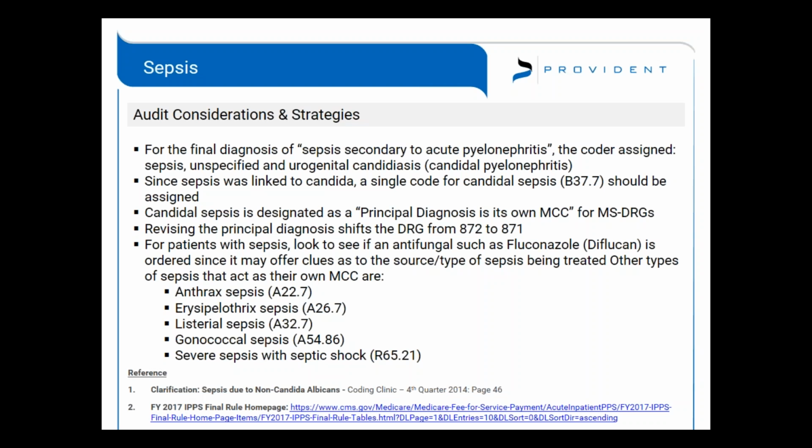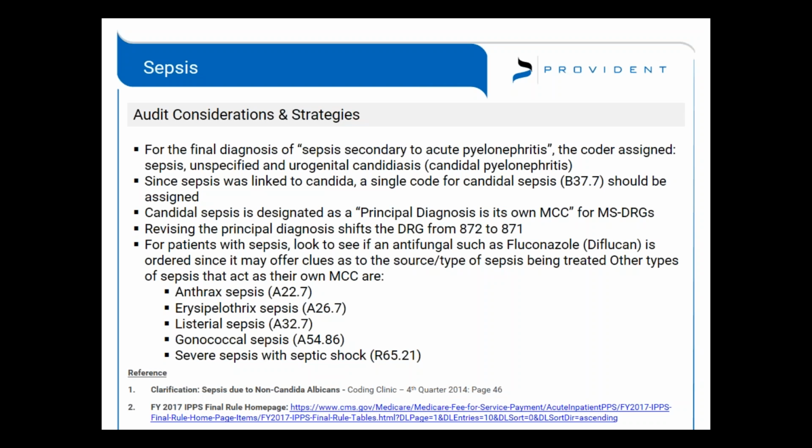For patients with sepsis, it's not that common, but it's something that should be looked at for really sick patients. Look to see if they're treating with fluconazole or Diflucan, which could offer a clue into the type of sepsis the patient has. If you ever see a patient with sepsis who is being treated with an antifungal, then consider looking for documentation that this patient might have sepsis due to Candida, and you can see that by the treatment.